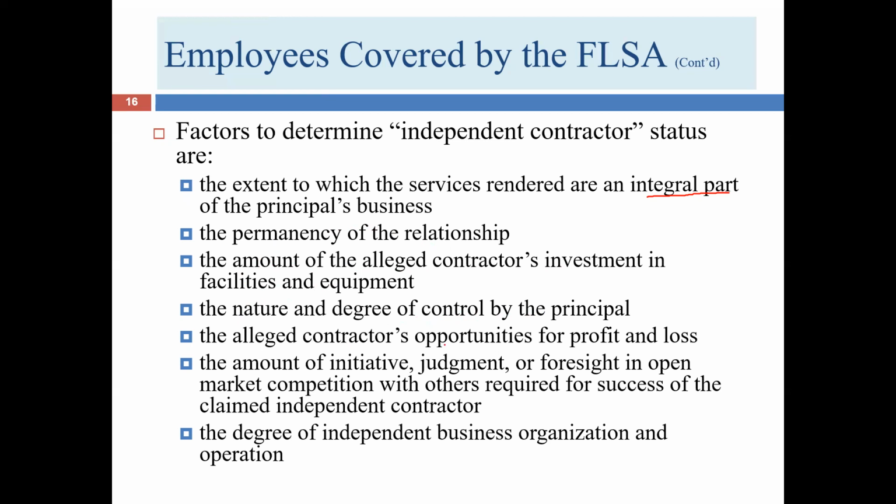The alleged contractor's opportunities for profit or loss. So if I'm a carpenter and I get to source the cabinets that I'm buying, the raw materials, and I'm just giving a final price for the item to the end user. Maybe I'm going to make a profit off of that deal. Maybe I'm going to make a loss off of that deal.